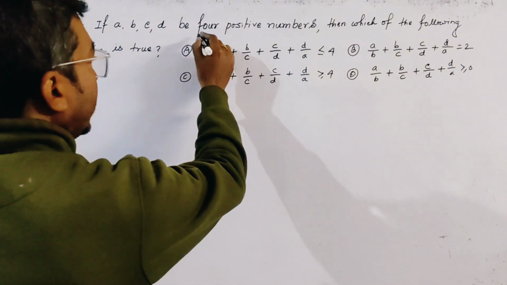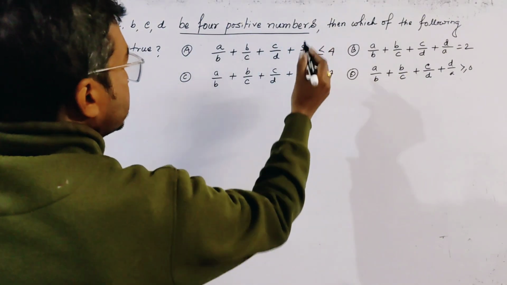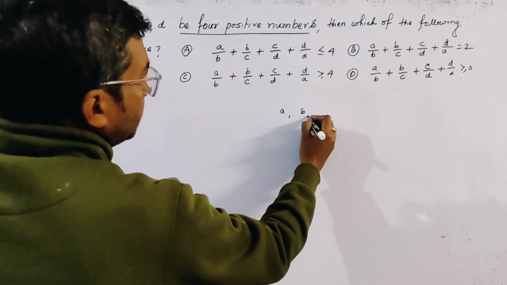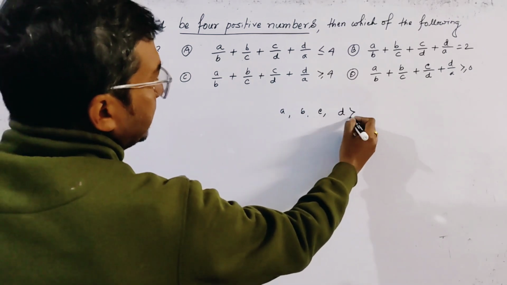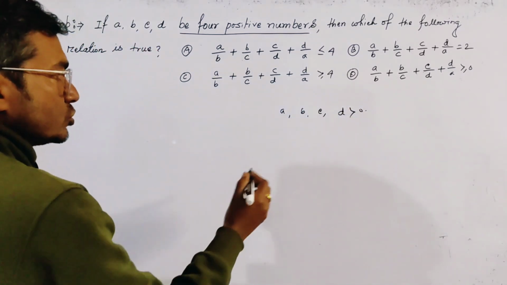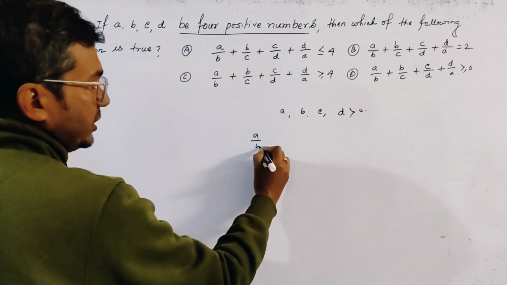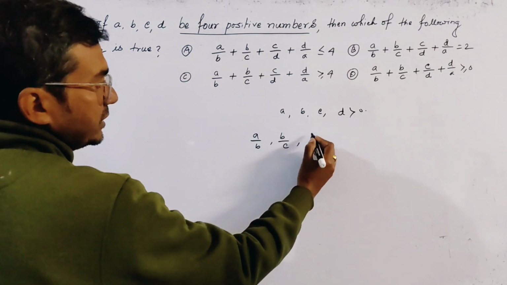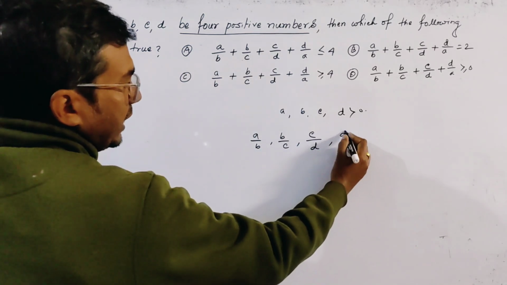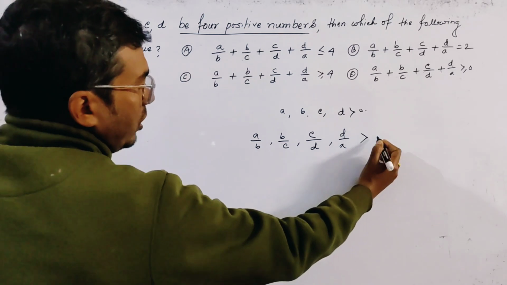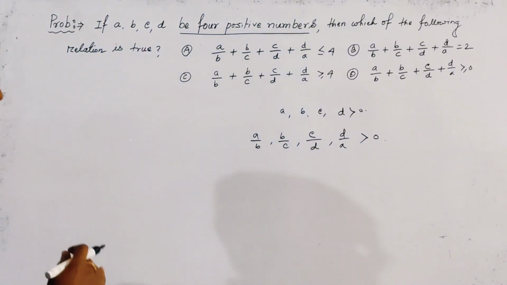Since it is given that the 4 numbers are positive, that is a, b, c, d greater than 0, we get a/b, b/c, c/d and d/a all positive. Right? Since all 4 numbers are positive, all the ratios are positive.